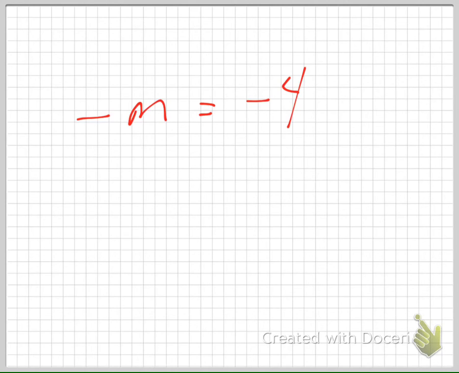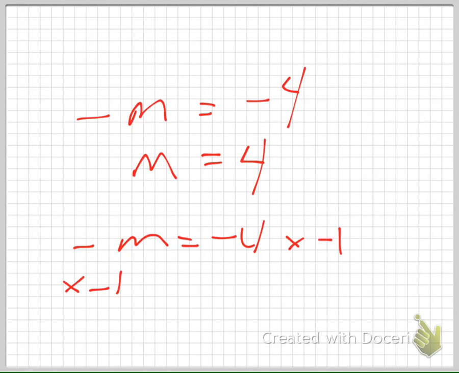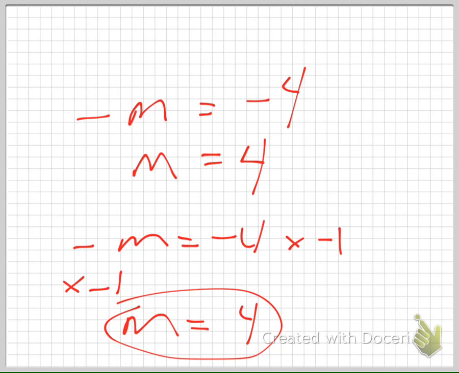What can I do here? Flip everything. That negative m becomes m. That equal sign, you flip an equal sign, it's still an equal sign. And the negative 4 becomes a 4. That's all you have to do. If you want to do it the long way, you can. Negative m equals negative 4. You go, okay, times negative 1 times negative 1. This becomes an m, and this becomes a 4. You can do that. It's just not necessary. That's a shortcut you should be able to do.